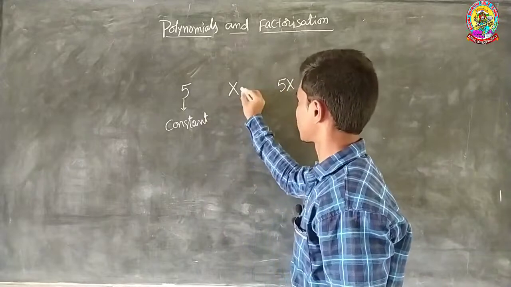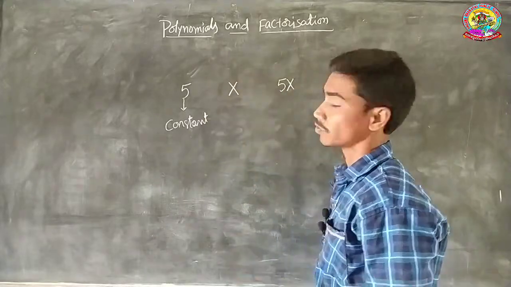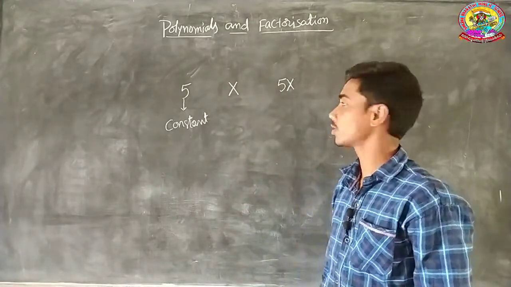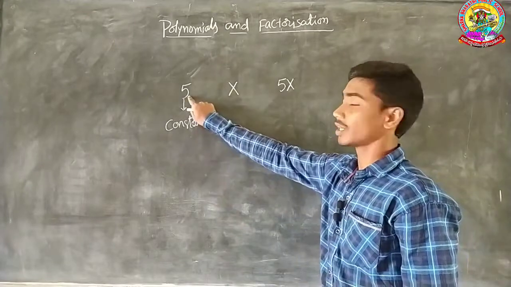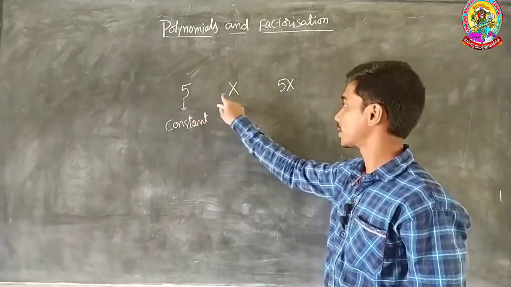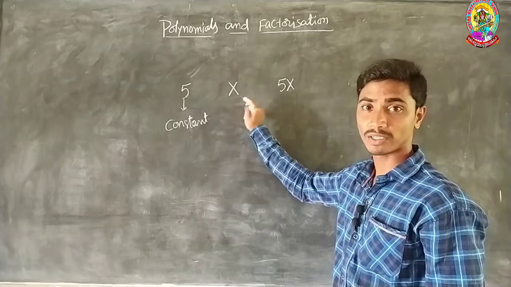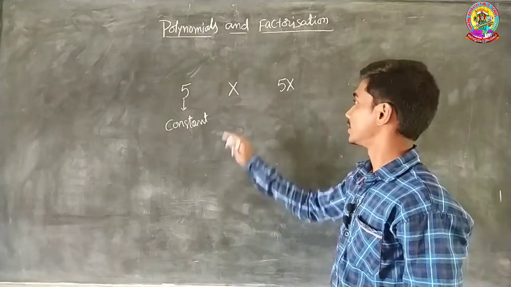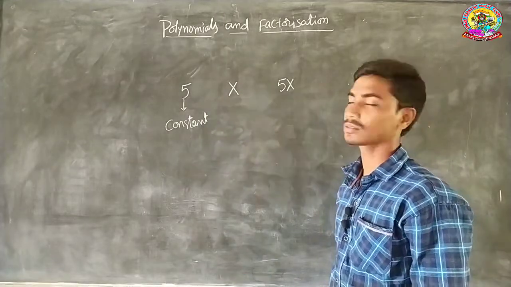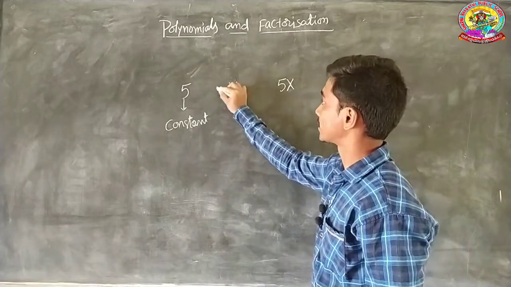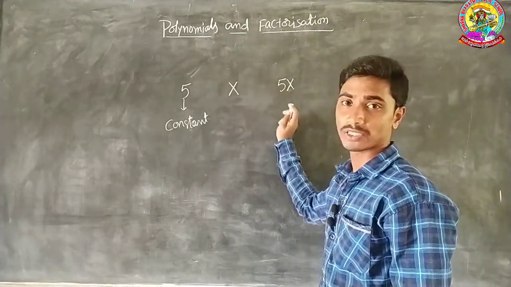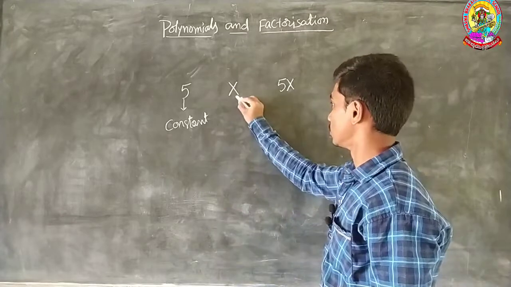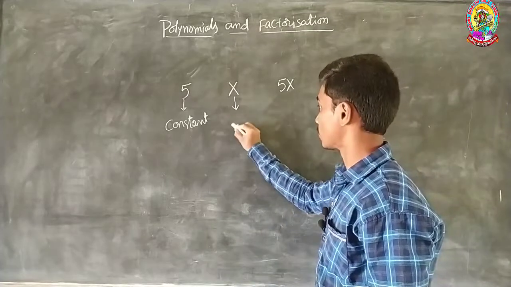Next, x is called a variable in mathematics, because 5 is constant everywhere, but x is not constant. Based on the given values, the x value may be changing. So that's why, since the value of x changes based on the given values, it is called a variable.